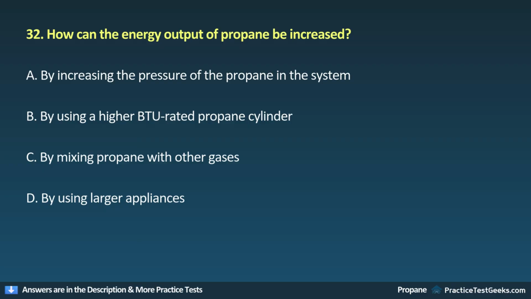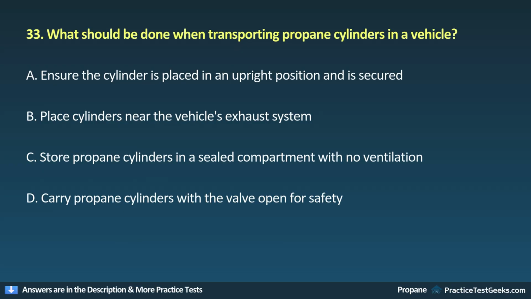A. By increasing the pressure of the propane in the system. B. By using a higher BTU-rated propane cylinder. C. By mixing propane with other gases. D. By using larger appliances. 33. What should be done when transporting propane cylinders in a vehicle?